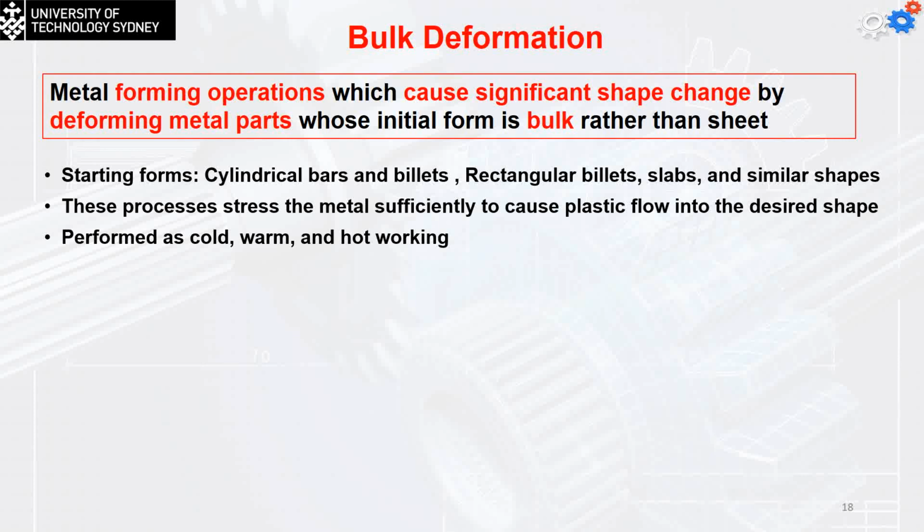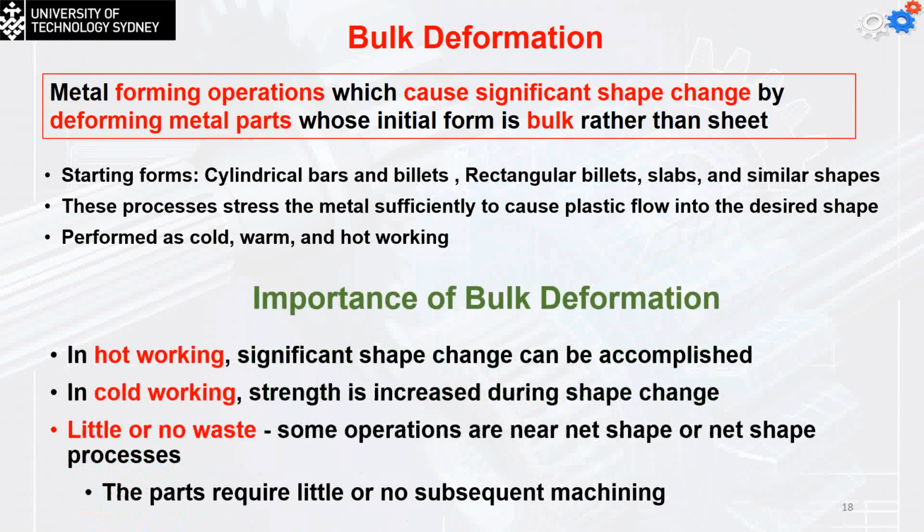So in hot working, significant shape change can be accomplished. Now we know why, because the flow stress is going to be reduced. Ductility of the material is going to be increased, right? That's the main thing. In the cold working, the strength is going to increase during the shape changes because we are going to have the strain strength. Little or no waste in the bulk deformation process. Some operations are going to be near net shape or net shape processes. And the part will require simply little or no subsequent machining after the deformation process.